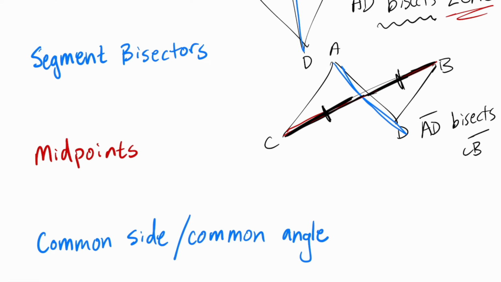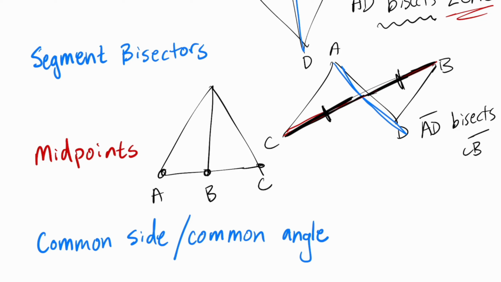Same goes for midpoints. You see this a lot with something like this, where you might be told that B is the midpoint of segment AC. A midpoint is halfway in between, so that would tell you that these two segments are congruent.